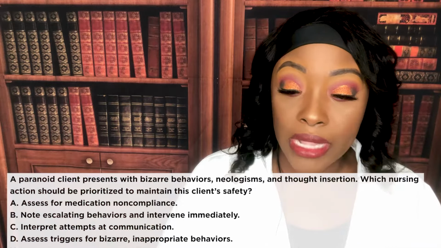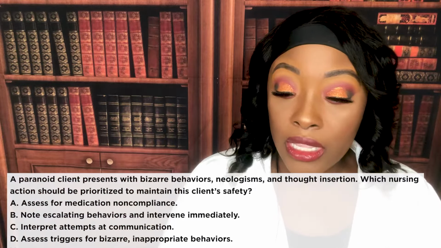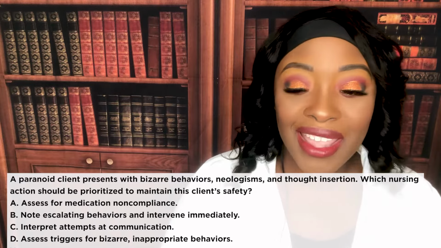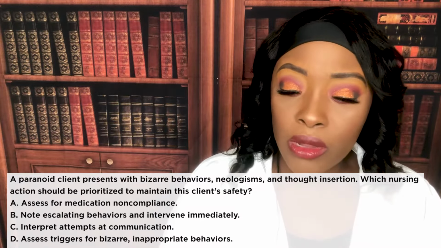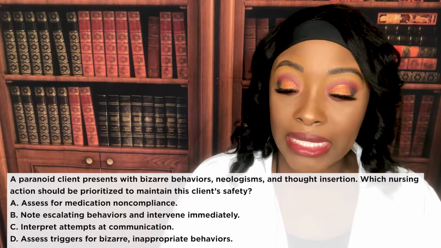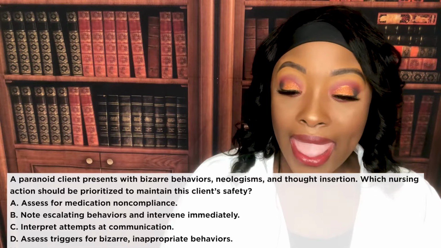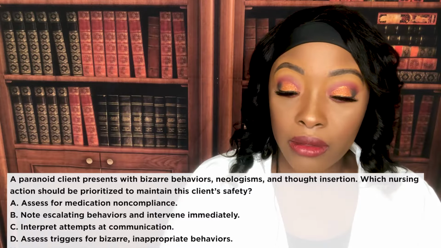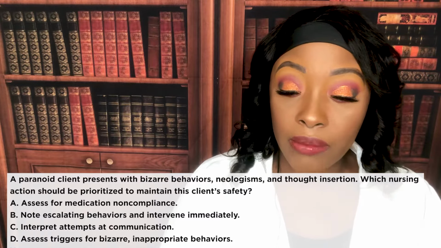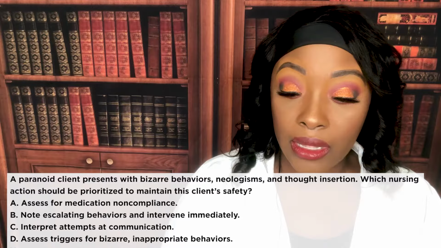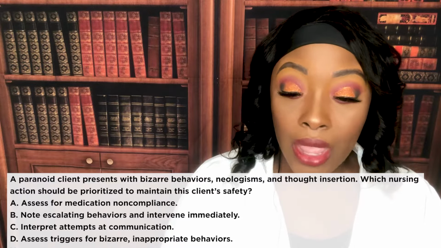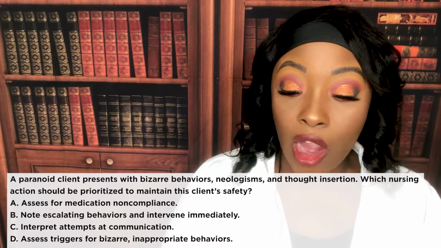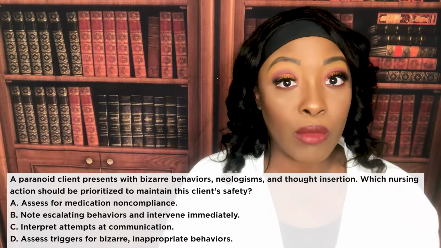First question. A paranoid client presents with bizarre behaviors, neologisms, and thought insertion. Which nursing action should be prioritized to maintain this client's safety? A, assess for medication noncompliance. B, note escalating behaviors and intervene immediately. C, interpret attempts at communication. D, assess triggers for bizarre and inappropriate behaviors. I'll give you a moment to think of your answer.